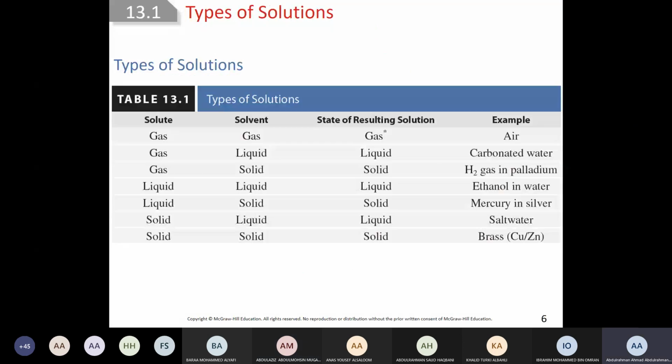Clear. Now, next, this table shows how we can make solutions, this is the solute and the solvent. We can make it from gas into gas. Give me an example of solute and solvent, gas and gas. Air. Example is the air around us. We can have gas and liquid. Give me an example of gas and liquid. Carbonated water, which is actually Pepsi and Coca-Cola and all of these things.